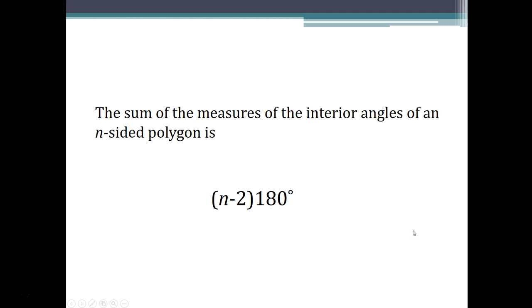So here's the formula. The sum of the measures of the interior angles of an n-sided polygon is n minus 2 times 180. However many sides there are, minus 2, times 180 degrees. And that'll tell you how much it adds up to.